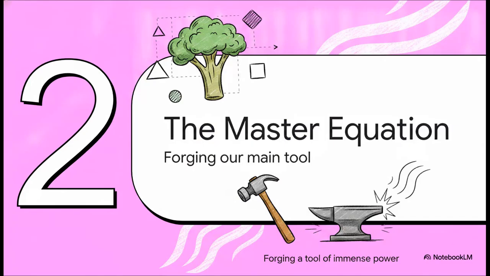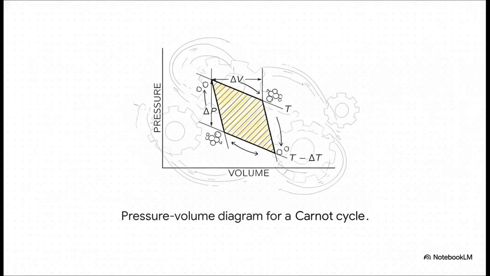Moving on to Section 2, the master equation, forging our main tool. Okay, let's dive into this. This is kind of the eat your vegetables part of the explainer.